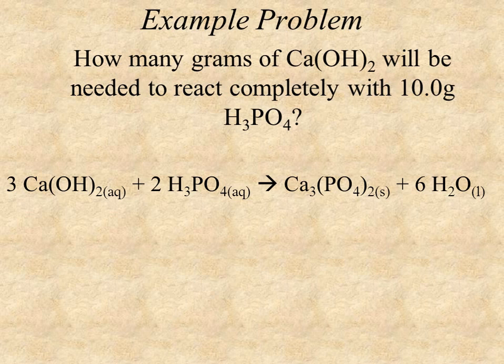Writing in what we have so that we know where we're starting and where we're going to, we have 10 grams of H3PO4. So you should write the 10 grams above that formula. And our question mark this time goes above the Ca(OH)2.